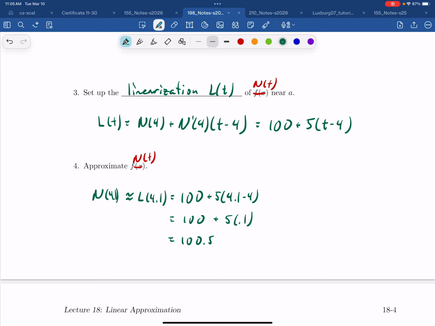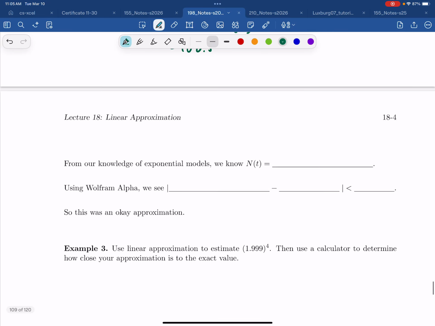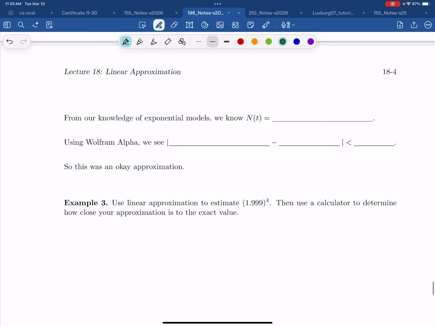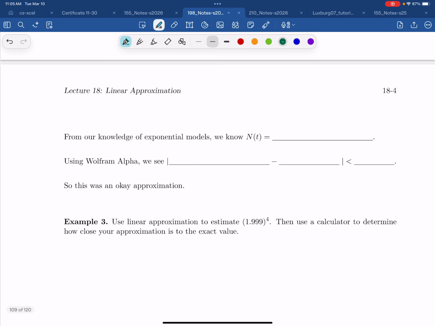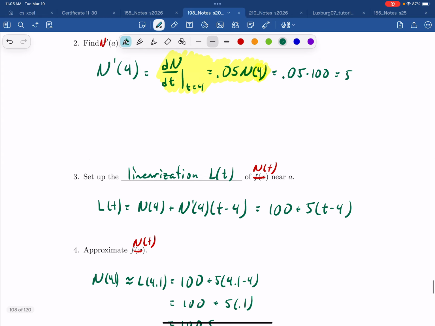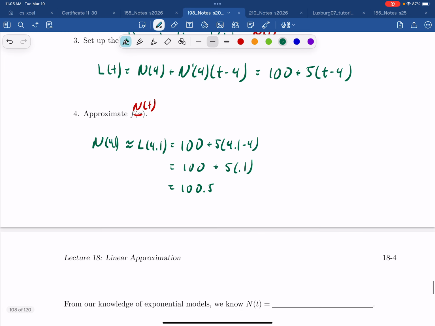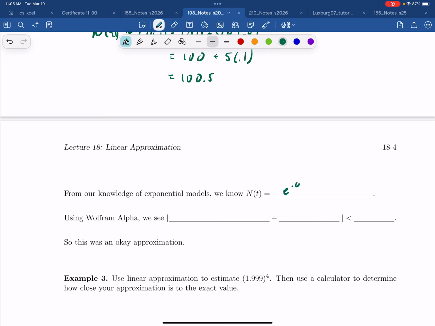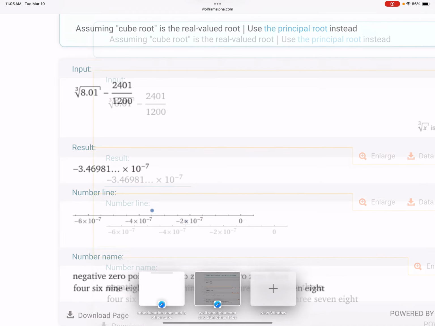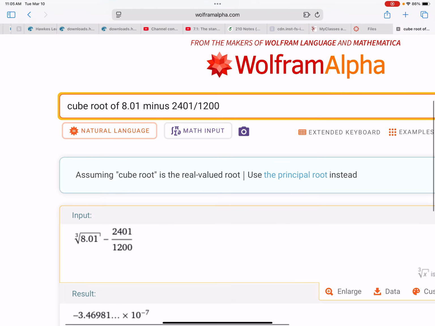Now, I just want to emphasize, sometimes when a problem is really complicated, you don't want to simplify. With these problems, the whole point of it is getting a nice answer, so you always have to simplify as much as you can. Right? Now, it turns out we know that n of t winds up equaling e to the 0.05t. I suppose there could be some kind of a coefficient there, but suppose there's not. Anyway, using Wolfram Alpha, let's just see how close our model is in this case.